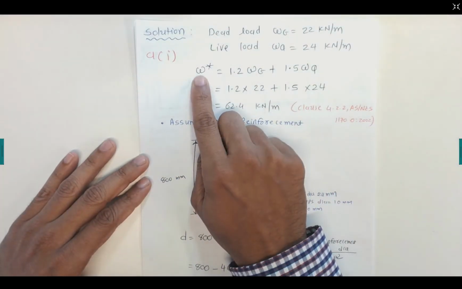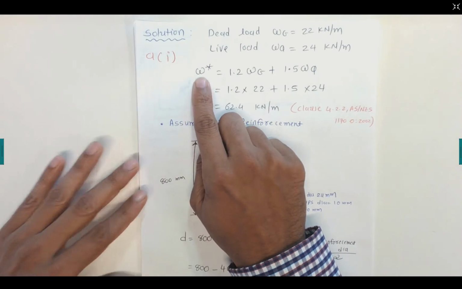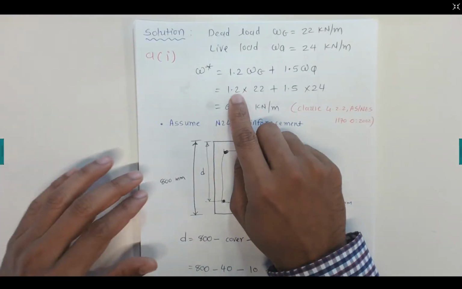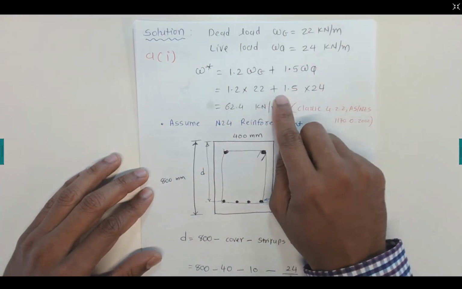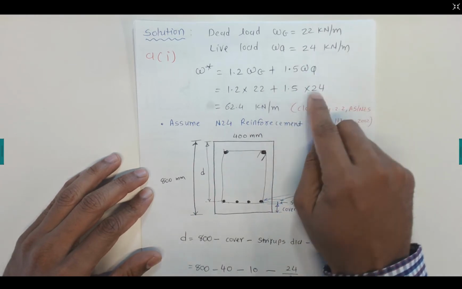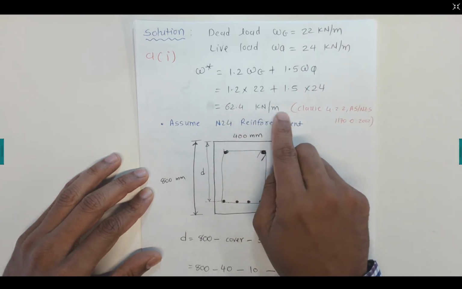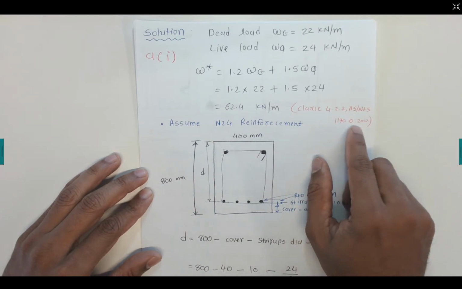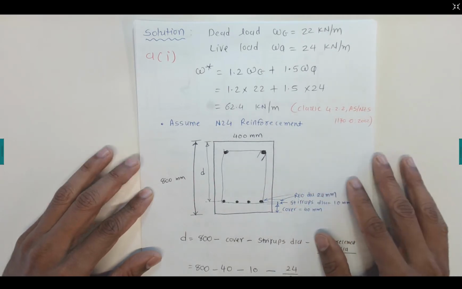The calculation for the total design load is W star equals 1.2 G plus 1.5 Q. So that is 1.2 times 22 plus 1.5 times 24. That gives us 62.4 kilonewton per meter. This equation is also given in AS 3600 2002.